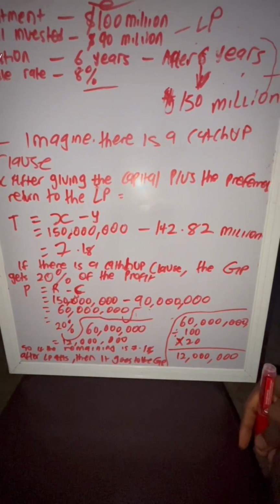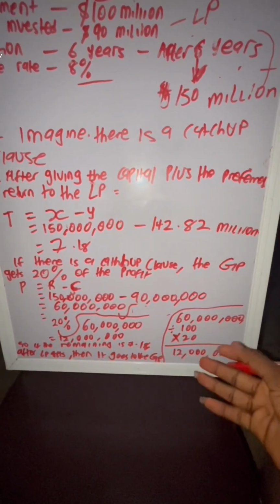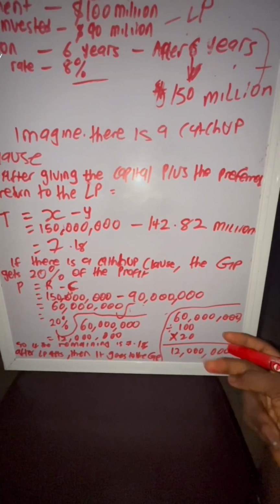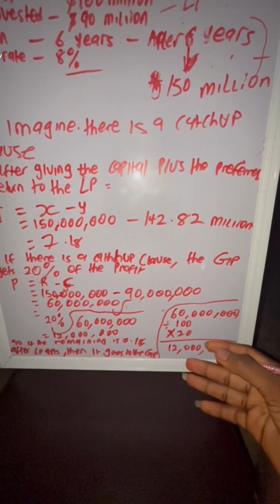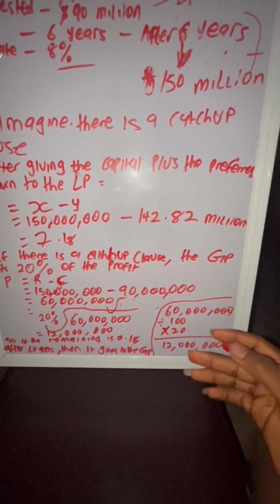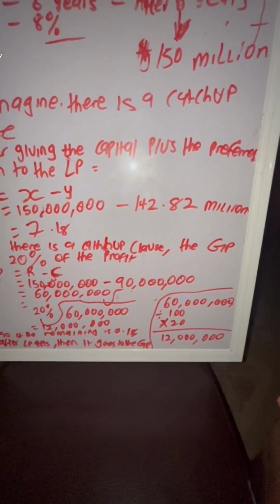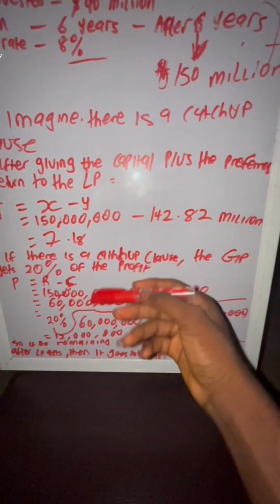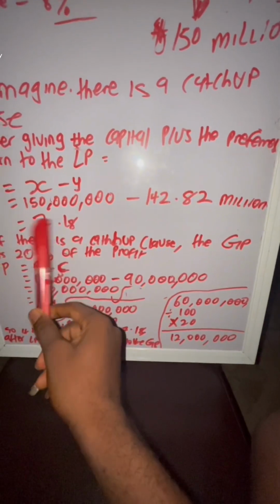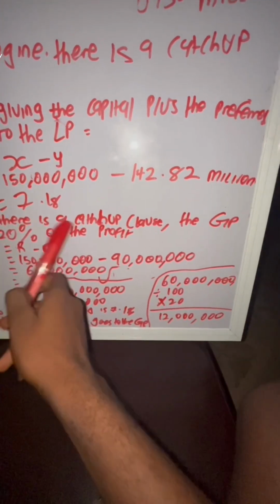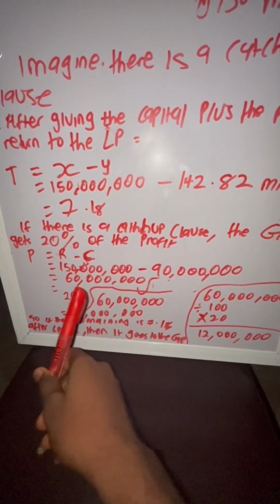It makes the GP get most or all of everything that is left after the capital and the preferred shares are paid to the LP. So they get everything they've agreed, which is like 20%. That's what the catch-up clause does. It makes sure that they get their 20%. So this is X and Y, which is getting that 7.8 we got earlier. If there's a catch-up clause, the GP gets 20% of the profit. That's like the standard.